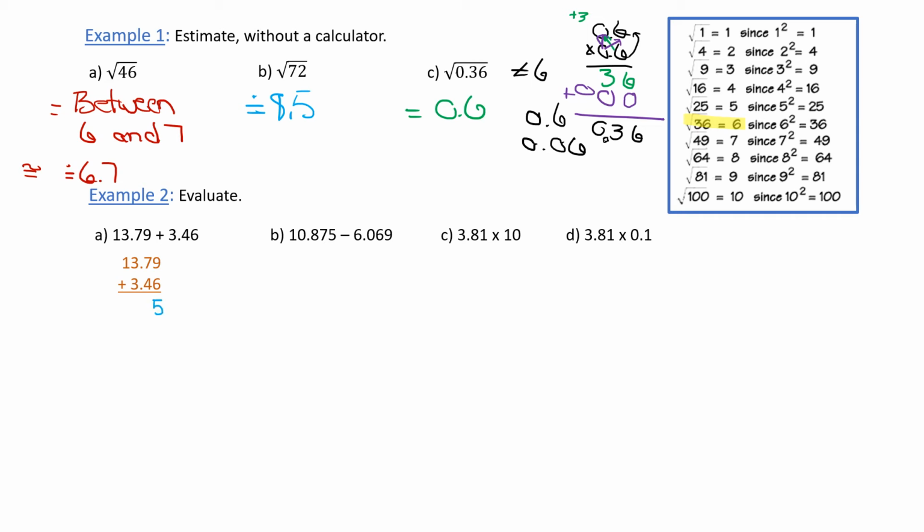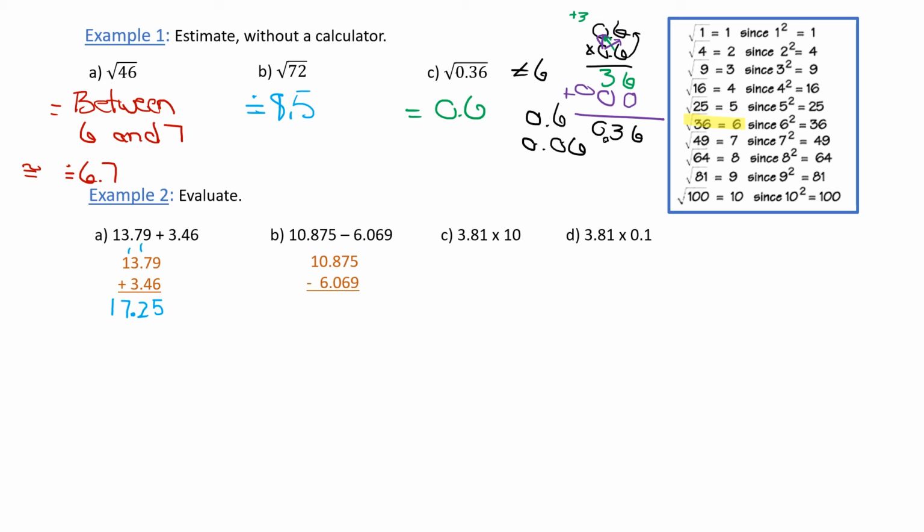So 9 and 6 is 15. I put the 1 up. 7 and 4 is 11, and another 1 is 12. Put the 1 up. 3 and 3 is 6, and 1 is 7, and then another 1 here, and a decimal has to line up with those ones there. So my answer is 17.25. Next one, same thing. I've got to subtract, but everything has to line up.